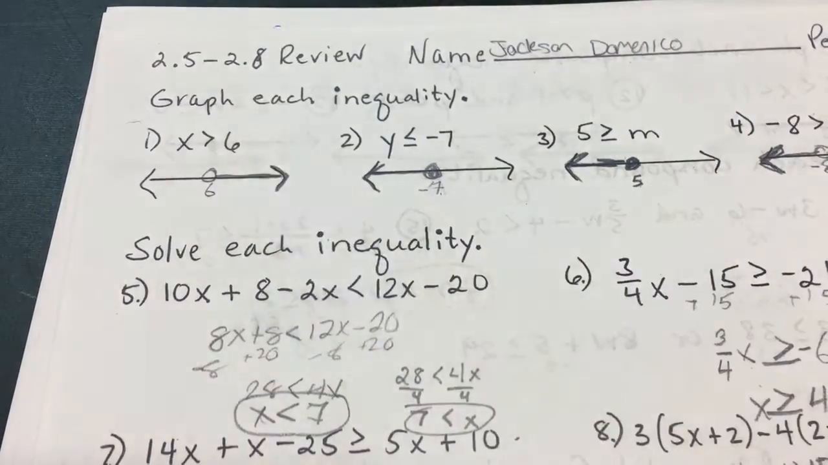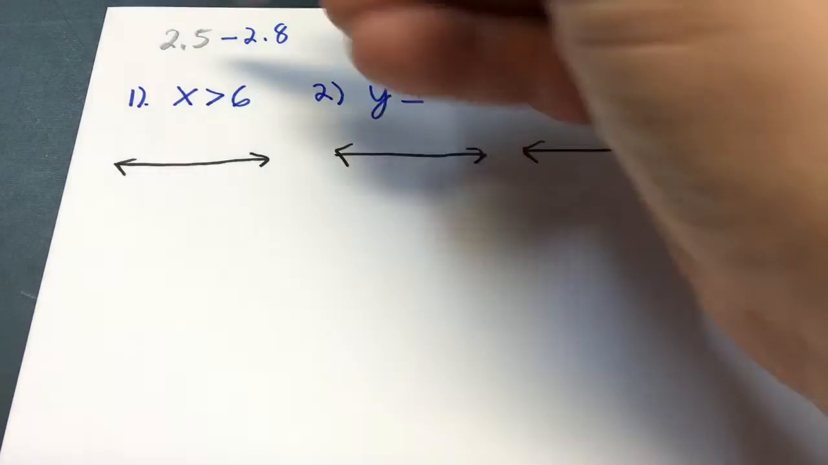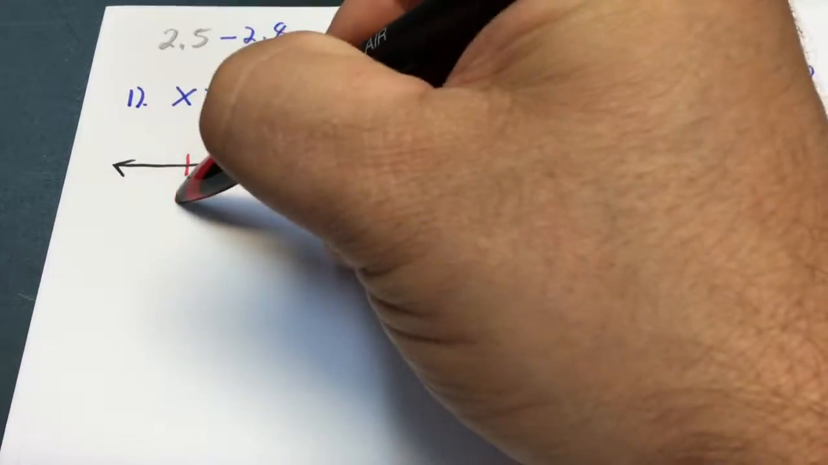This is the 2.5, 2.8 algebra 1 review. Basically what I want to do is just graph this inequality, and it's kind of nice when the variable is on the left. You can just follow the arrow. So the number in question is the 6. I'm just going to put that below.